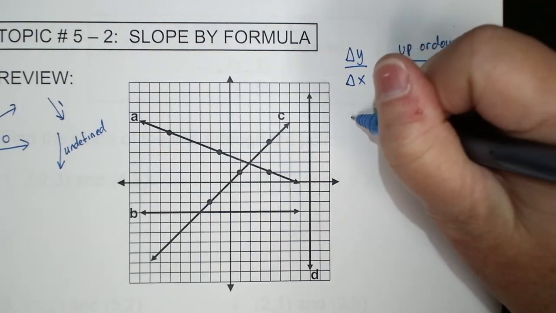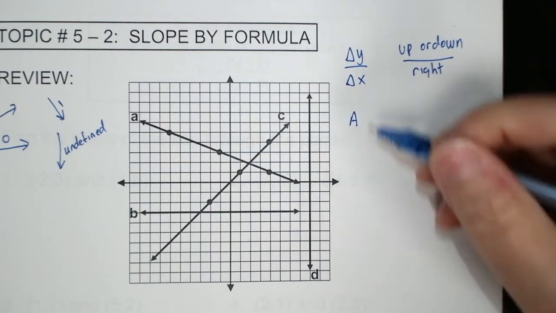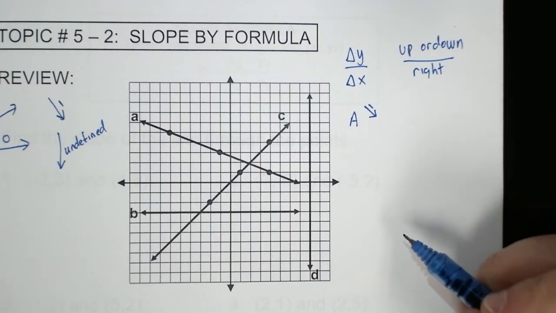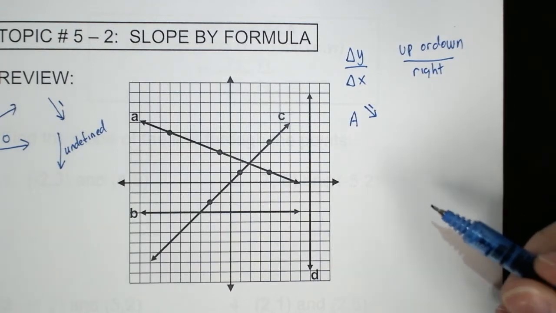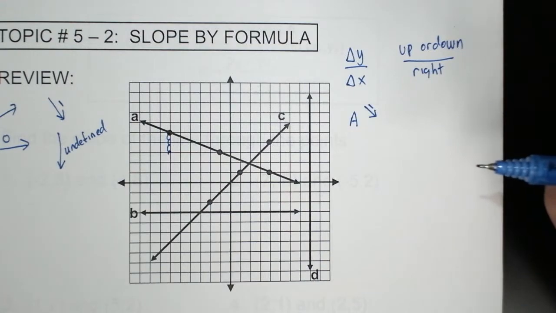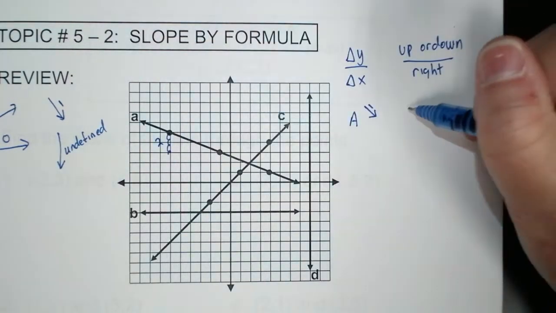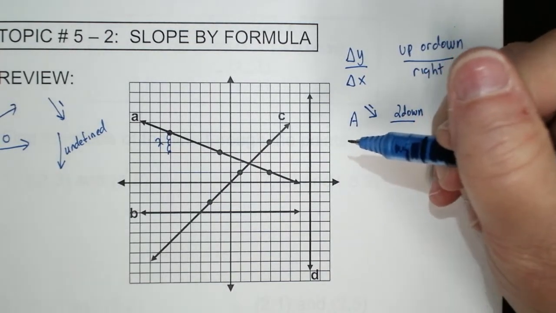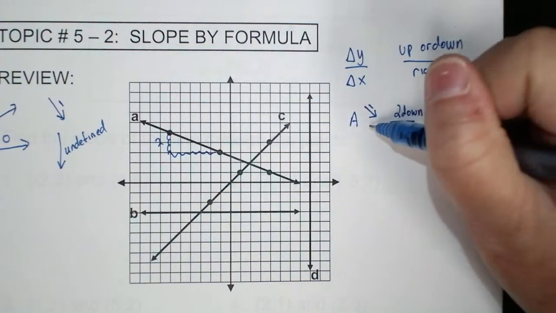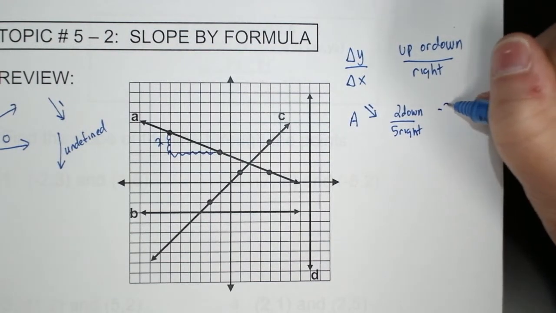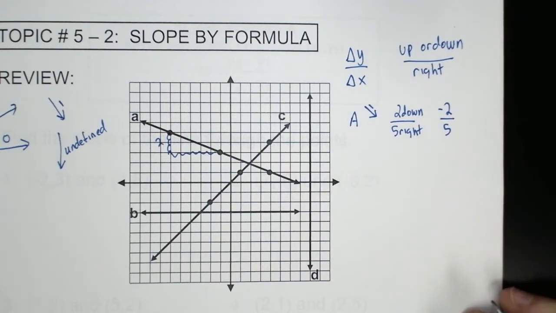So I'm going to do A, going to look at it, and I'm going to just sketch it and say it's a negative slope. That's going to remind me at the very end to make sure when I did something, it has a negative answer. So I'm going to go down here till I'm even with the other dot, and that's 2 down. And then I'm going to go 5 right. Down is a negative, so that's -2 over 5, and that's your slope.